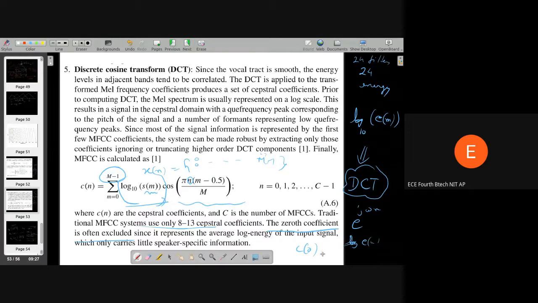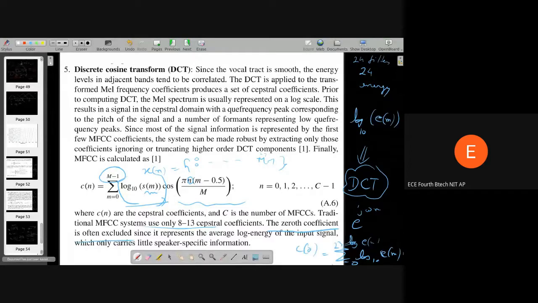What happens is, if you see, it comes out as log base 10 of E of m, which I'm representing here as S of m, with m equal to 0 to 23. So it is the sum of all the filterbank energies. Indirectly it is like the weighted sum of the signal, because from Parseval's relation, the integration of the power spectrum will give you the total energy, which is the same as taking the energy in the time domain.